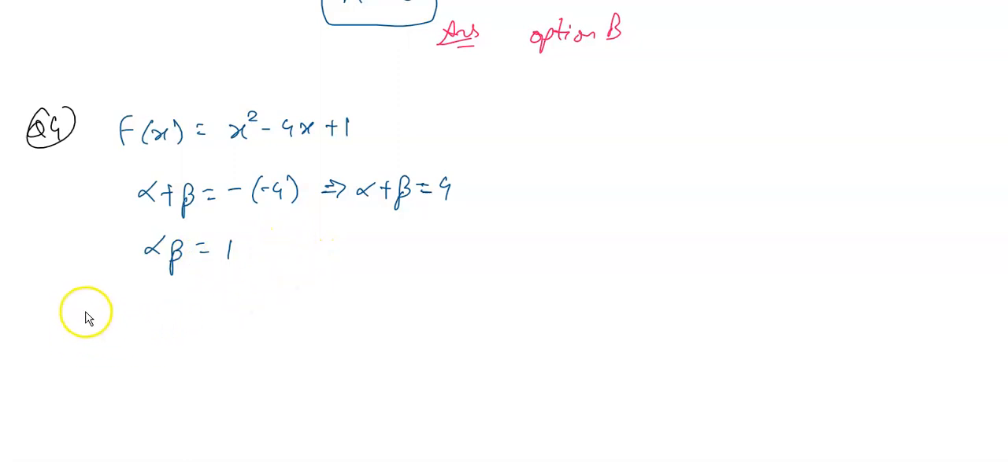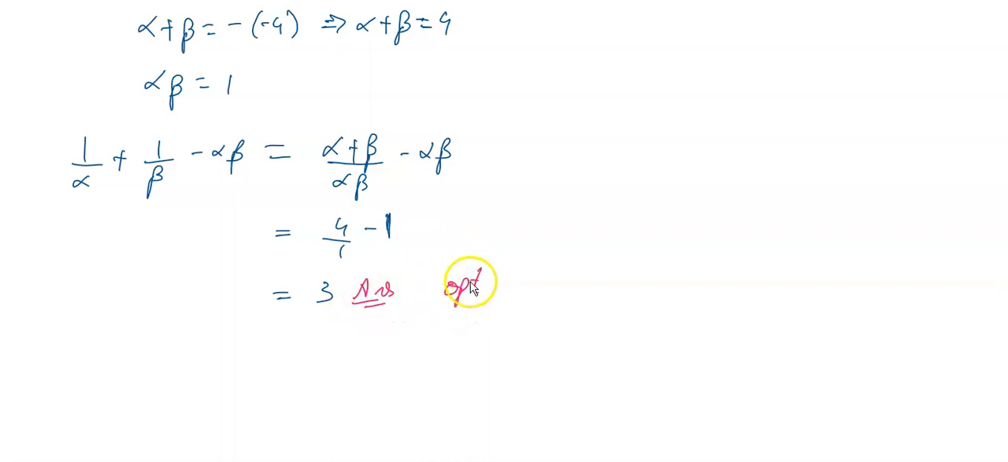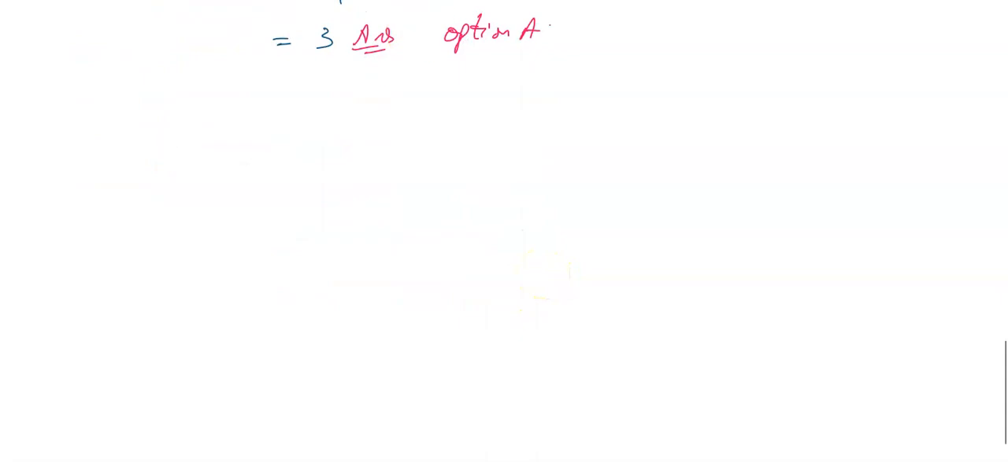Correct. Now what we are supposed to find is 1 upon alpha plus 1 upon beta minus alpha beta. So this is equal to alpha plus beta over alpha beta, we have taken the LCM, minus alpha beta. Now we know everything. Alpha plus beta is 4 upon 1 minus 1, which is equal to 3. So the correct answer is 3, which is option A. Fine. Then question number 5.